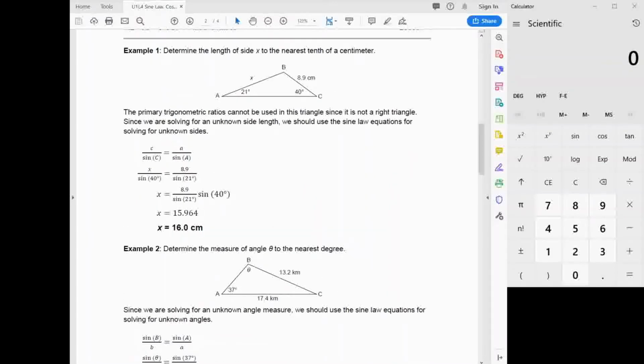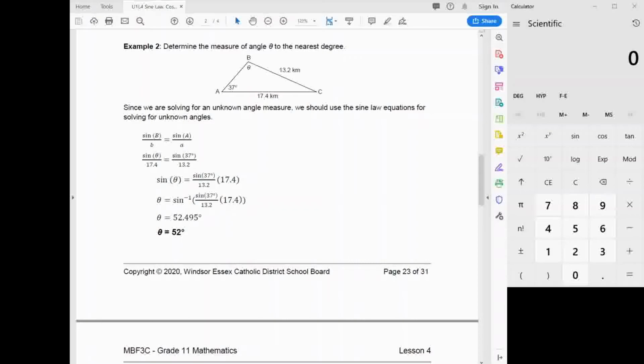The first here, we have a solve for a side question. We're trying to find this x. And we have an angle side pair of angle A and side a. So we're trying to solve for this x, which is actually side c. So what we do is we write our sine law as c over sine C equals a over sine A. And then we replace our variables with what we know. So x, the lowercase c, is actually the x. Angle C is 40 degrees. Side a is 8.9. And angle A is 21 degrees. And then we rearrange this by multiplying this denominator to the other side of the equation. And then we evaluate. And lastly, because this says to the 10th of a centimeter, we round it to a 10th of a centimeter.